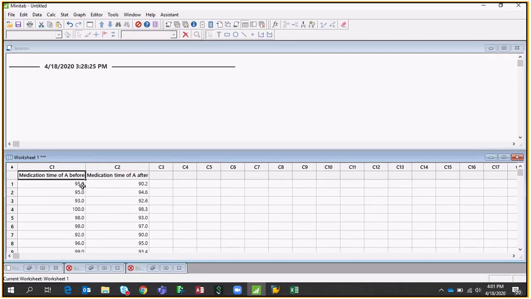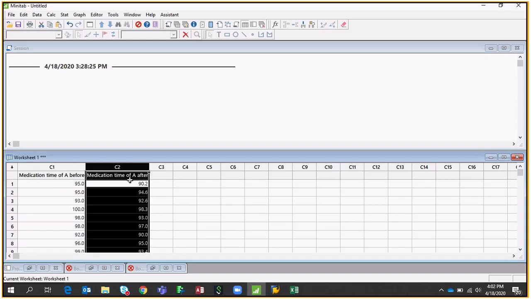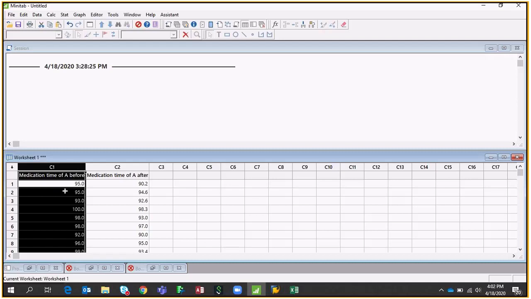So now I have the medication time of A before and A after. So this is the same medicine. We have done some adjustment in the formulations or in the process, and we want to check whether this process is improved or not. Or indirectly I want to check whether the medication time of A after is better than the medication time of A before.